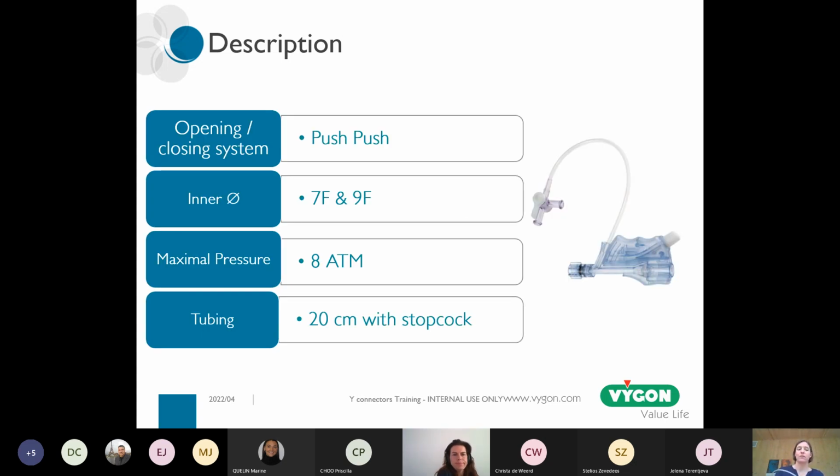MyShell has an inner diameter of 7 French or 9 French. You have the choice. And the maximal pressure for injection is 8 atm, and it is sold with a tubing of 20 centimeters and with a stopcock to inject fluids and monitor the pressure.